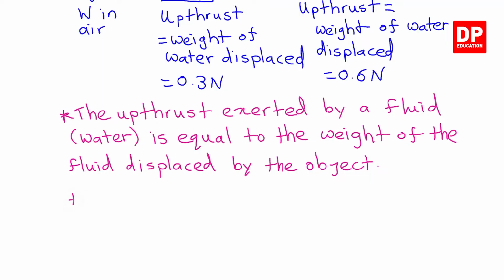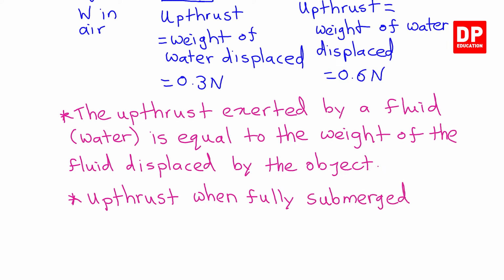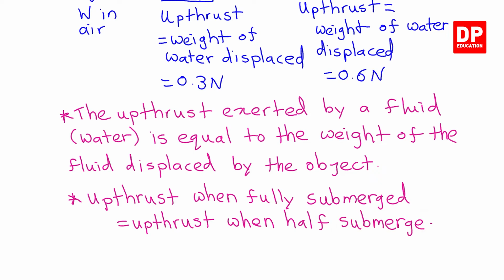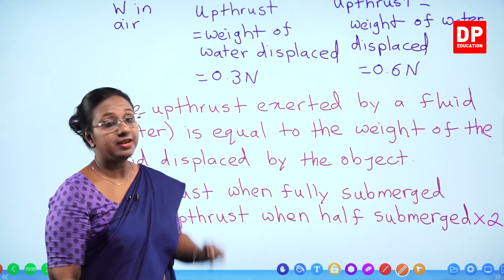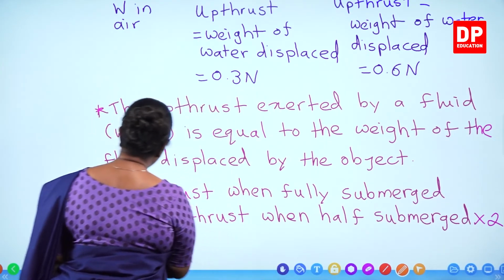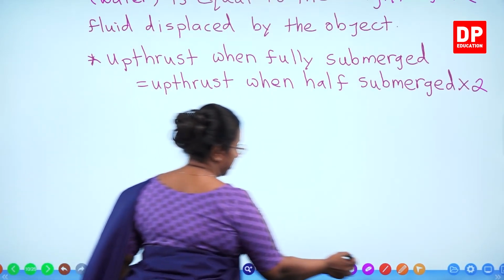Another one: the upthrust when fully submerged is equal to the upthrust when half submerged into 2. Initially it was 0.3, then it became 0.6. Then also we got these relationships.